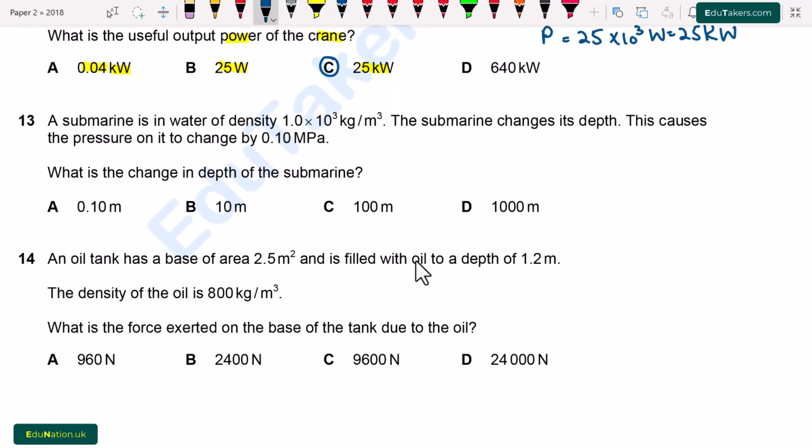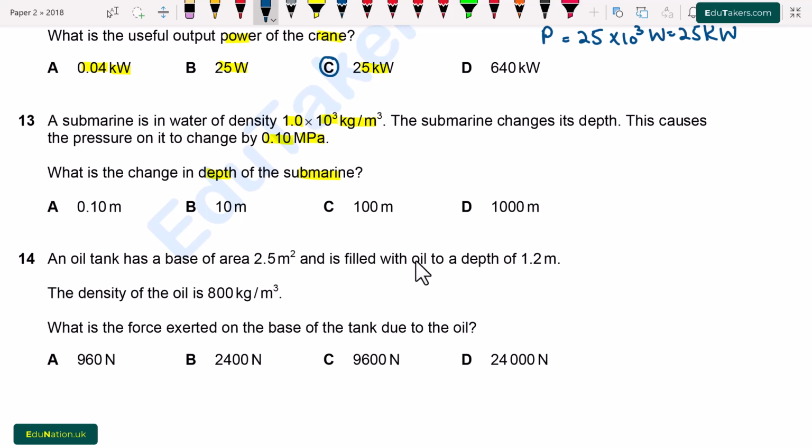Question number 13. A submarine is in water of density 1.0 into 10^3 kilogram per meter cube. The submarine changes its path. This causes the pressure on it to change by 0.10 megapascal. What is the change in the depth of the submarine? So here we have to find out the change in depth of the submarine.